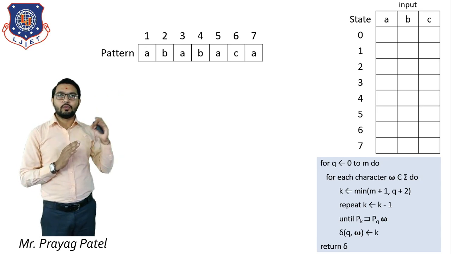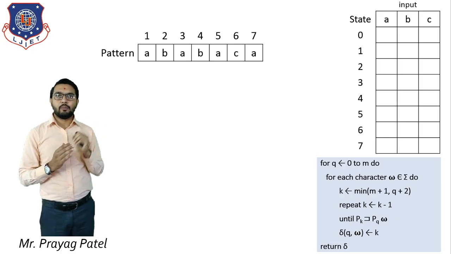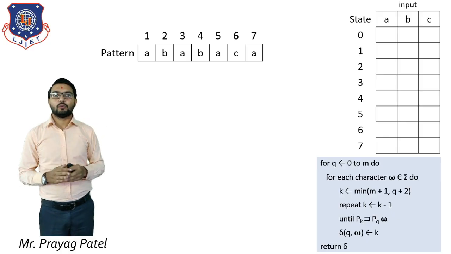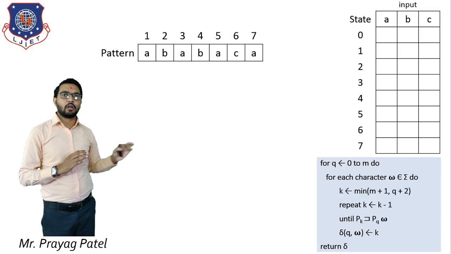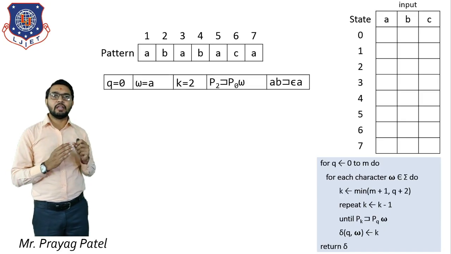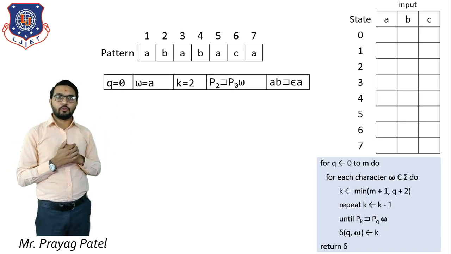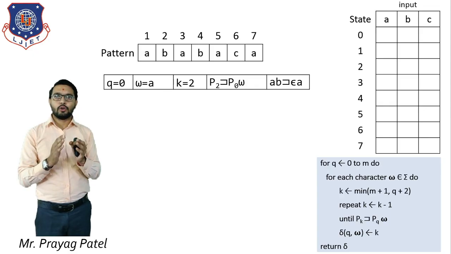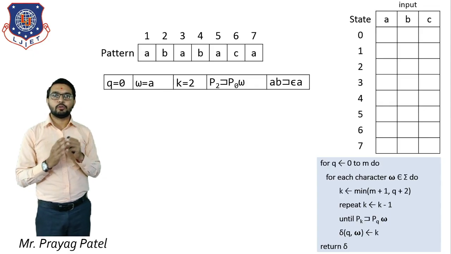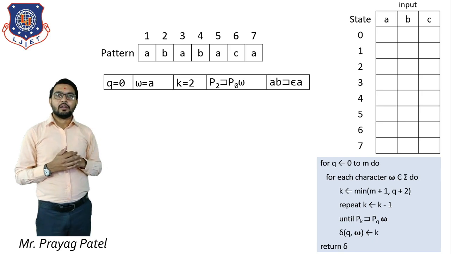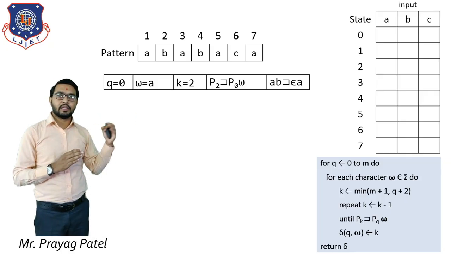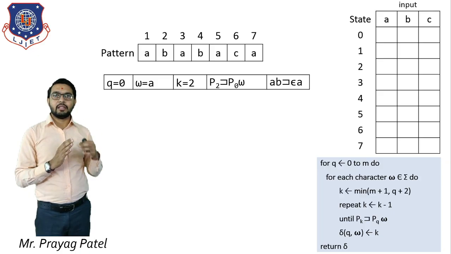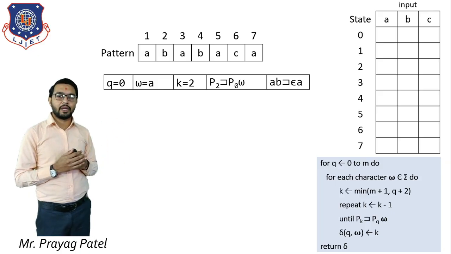So find 0A, 0B, 0C. Here 0A means the A output of node 0. 0B means the B output of node 0. Like this you can find the value for all the nodes. Now consider the values one by one. Initially consider the value of q equal to 0. Q equal to 0 means you want to find the value for node number 0. Now consider w equal to A. W equal to A means here w is the input character. So initially consider the character A, then B, then C. For all the characters you find the values of q0, q1, q2 like this.